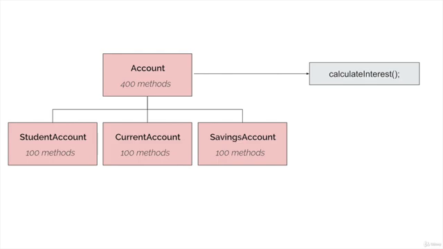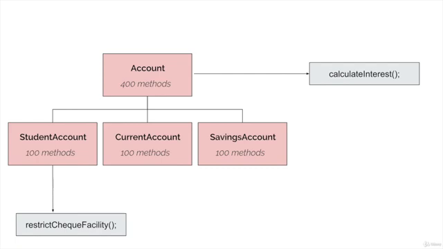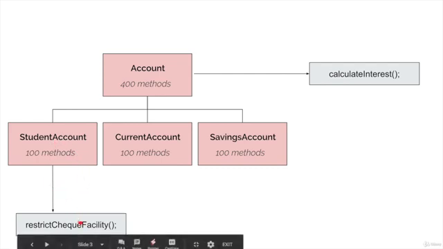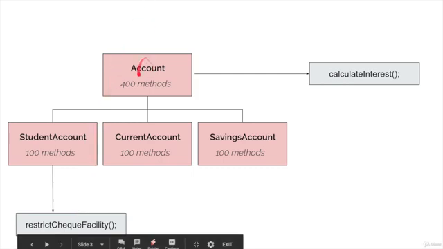Here I have written an example of a common method that is applicable for all three classes, which is calculate interest. You have to calculate interest for all types of accounts, so you can move this calculate interest method to the parent class. And some child specific method, for example restrict check facility. If your bank doesn't provide check facility to the student account, you can have a restrict check facility method in the student account, but it's not applicable to current account and savings account, so you don't need to move this method to the parent class.